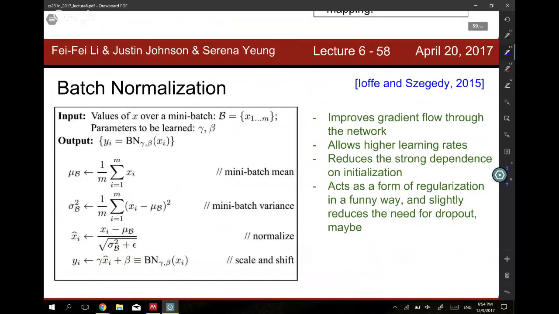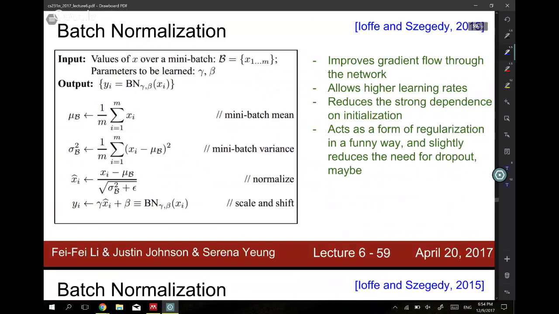Okay, so to illustrate the batch normalization process again, for each batch that comes in, we first compute the mini batch mean and variance, like what I said just now. Then we normalize all the activations by the mean and the variance, and scale and shift by the gamma and beta.